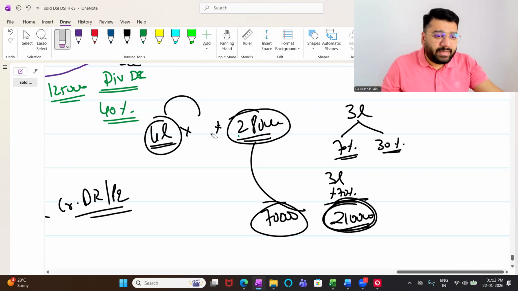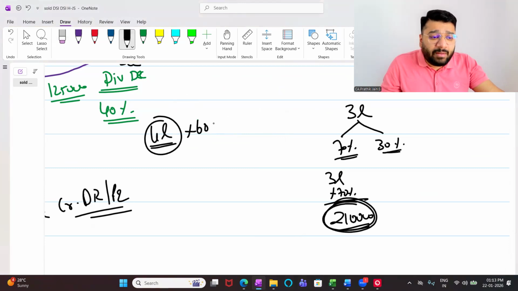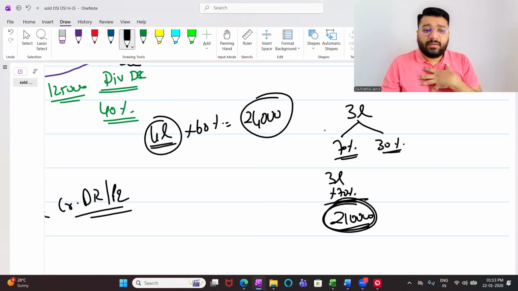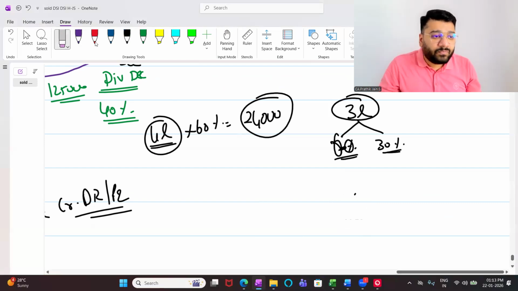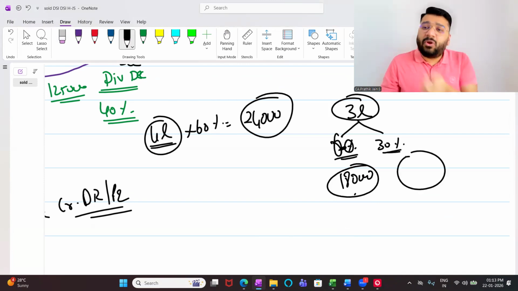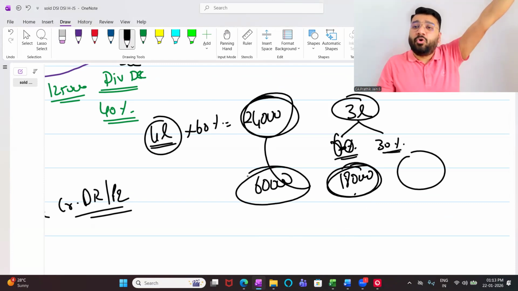60%. Sorry, then 60%. 4 lakh into 60%, how much is it? 2,40,000 rupees. We will get this dividend. Out of the 3 lakh profit, how much belongs to H Limited? 60% of 3 lakh is 1,80,000. The remaining profit belongs to the minority. Current year's profit of only 180 is available to pay a dividend of 240. How much is the shortfall? 60,000. So this 60,000 I take from the opening profit.